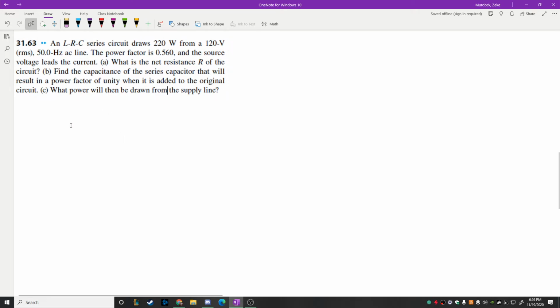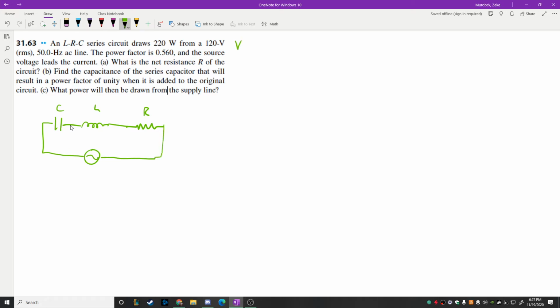All right, so I want y'all to take some time to think about the problem first. I want you to take 5 minutes and just try to set it up, or at least set up a little bit of it. So we've got an LRC series circuit, the same setup that we've had before. You've got a capacitor, an inductor, a resistor, so R, L, and C, all connected in series with one another, and those are connected to a 120 volts AC voltage, and that's the RMS voltage.